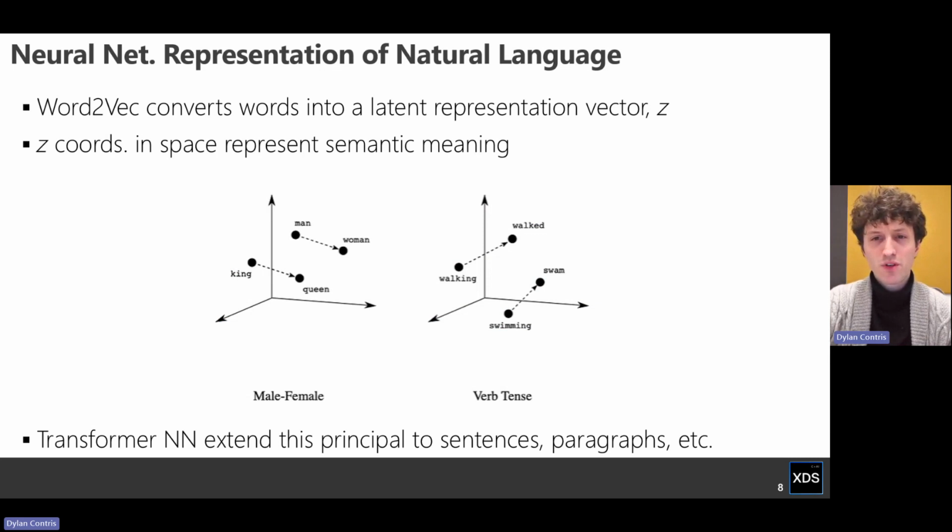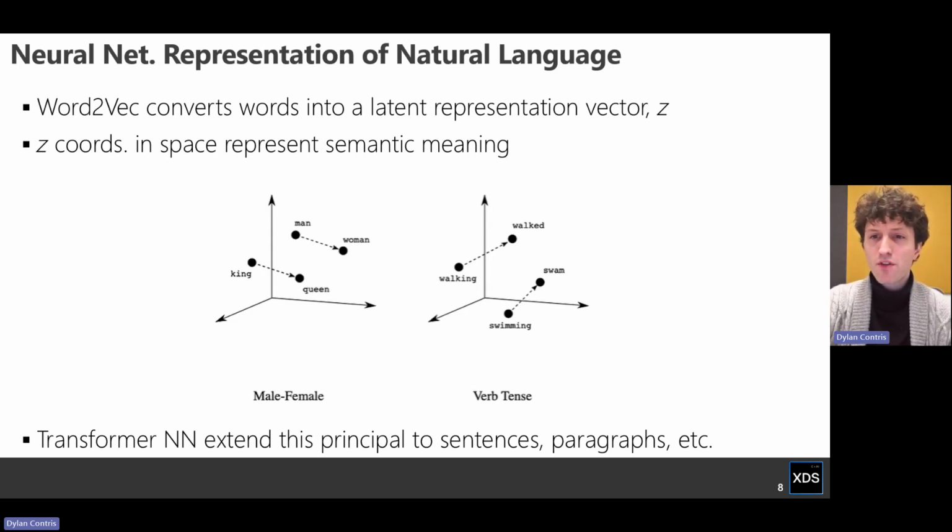Word2Vec is an early language model that tackled language at the word level. It uses neural networks to convert individual words into a latent representation vector, Z. This vector represents coordinates in a space representing the semantic meaning of words. Plotting words as points in this space, we can observe what the model has learned about the meaning of words with a scatter plot. Points closer to each other are words closer in meaning, and those that are farther apart are more different in meaning.